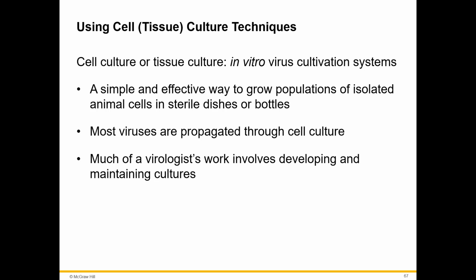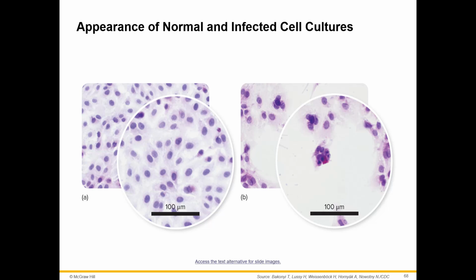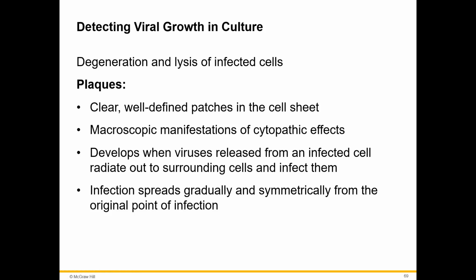Cell culture or tissue culture, this is in vitro. It's a simple and effective way to grow populations of isolated animal cells in a sterile dish or bottle, and then viruses are propagated throughout the entire cell culture. Here you can see normal cell culture, and here you can see how the virus has killed all of these cells. Anywhere that's clear, that's where you'd find a high concentration of the virus. Those are known as plaques: clear, well-defined patches in the cell sheet. That's where the virus has changed the shape of the cell or killed the cell, and that's where the virus is.